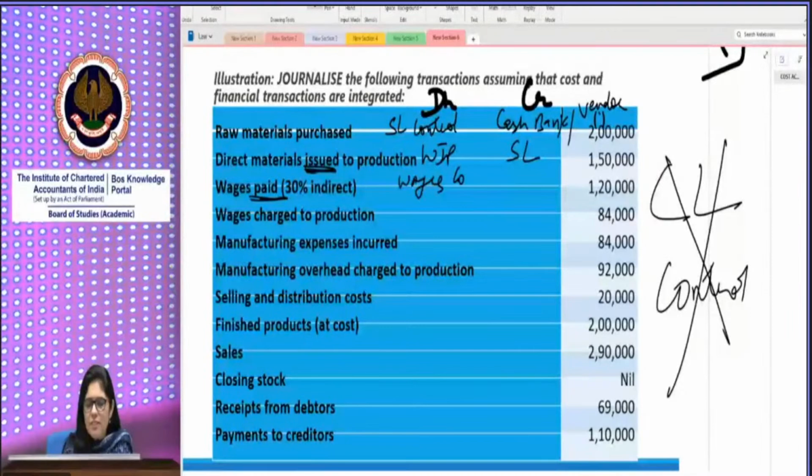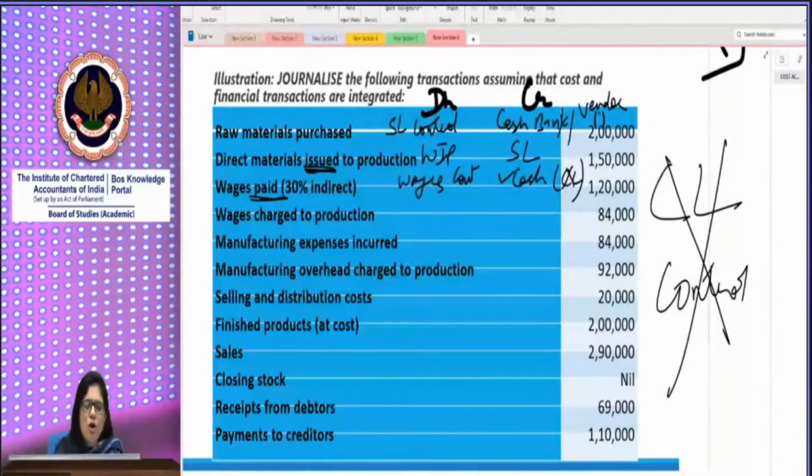Since it's paid, you can credit cash or bank, whatever. Clear? Since it's paid, we are not using the CL account. It will not be used. We will be using the cash account. Clear? So wages control account debit to cash account or bank account, whatever, because it's actually paid.